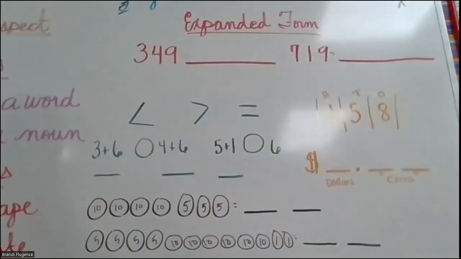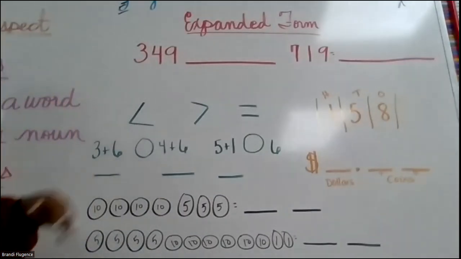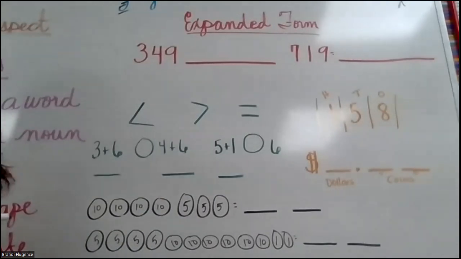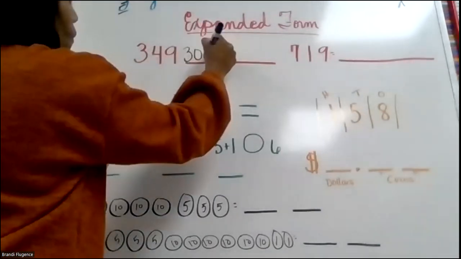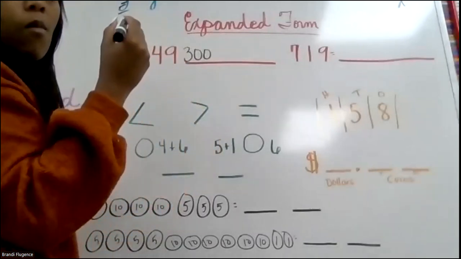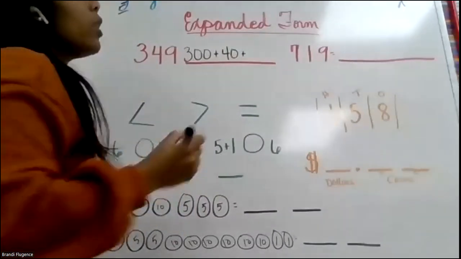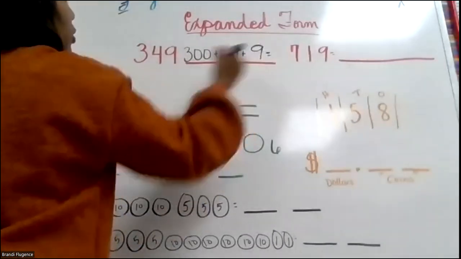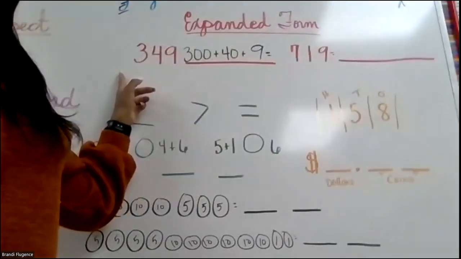All right, so let's expand this one. So 349. Anybody wants to expand it for us? Okay, Dennis, how would I expand 349? 300 plus 40 plus 9. We have to put the plus, guys, so make sure we said that. Okay, good. 300 plus 40 plus 9 is 349.